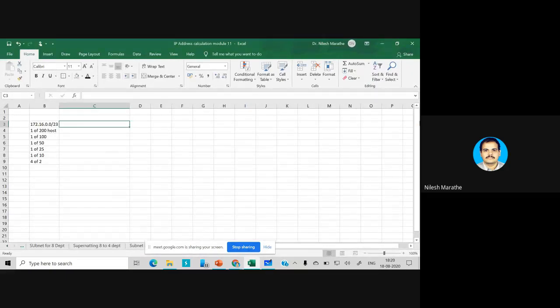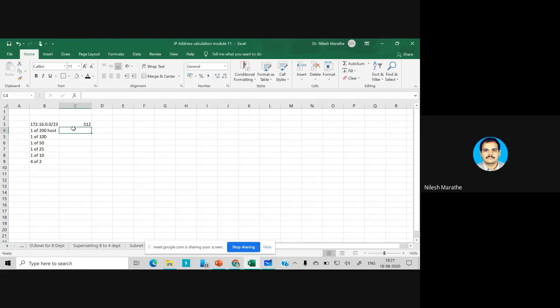So total available hosts are 512. Now you have to tell me how many host IP addresses I should allocate here. Are 200? Can we allocate just 200? Is it possible to allocate 200? No. Then in multiples of 2. So what would it be?